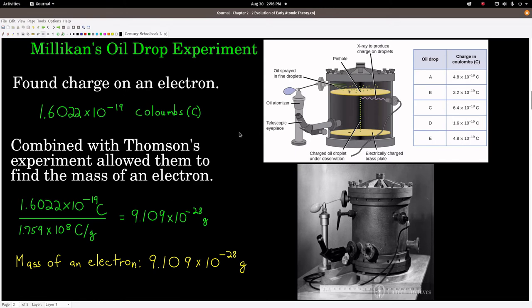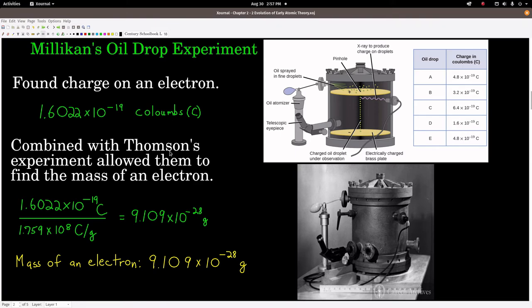And it worked. He found the charge on an electron, well, he didn't get this precision. I think he got like 1.6 times 10 to the minus 19th coulombs, about like that. But what we're going to use, because we know it a lot better, as the charge on an electron is 1.6022 times 10 to the minus 19th coulombs, the basic unit of electric charge.